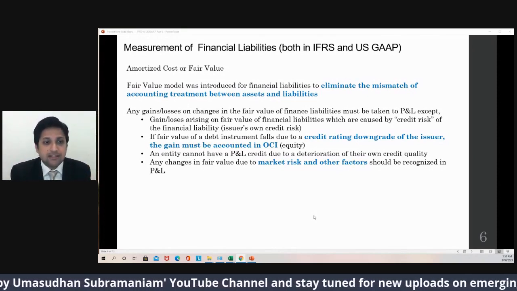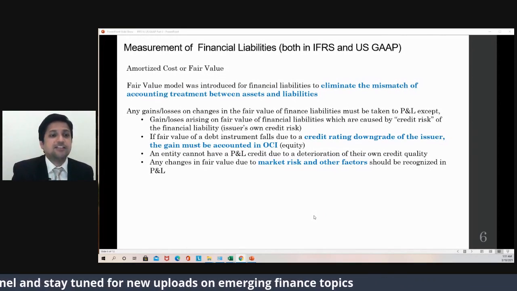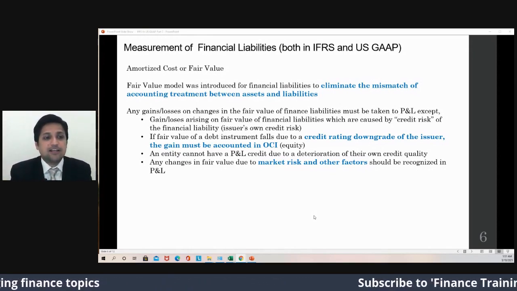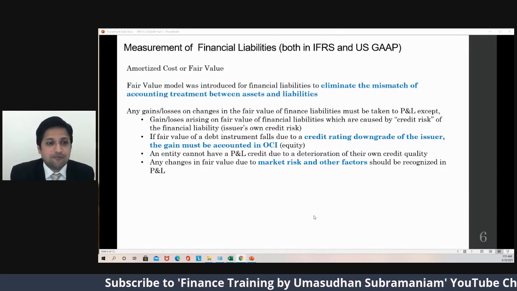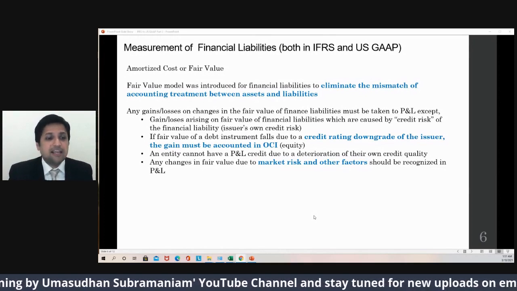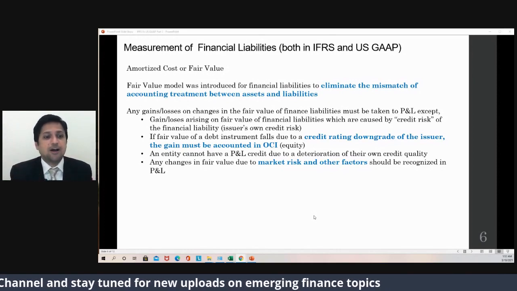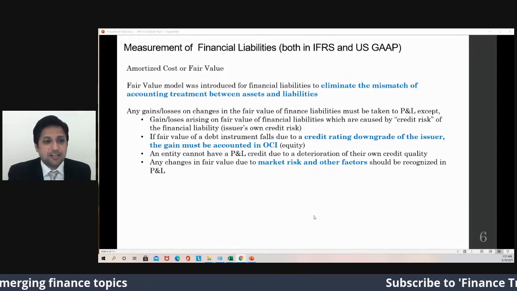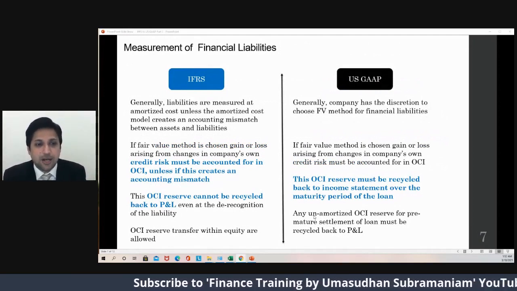In order to avoid this, accounting standard setters said that when there is a change in the fair value of a financial liability caused by the company's own credit risk, such changes must be accounted for in OCI and should not be taken to the income statement. Any other changes in the fair value of the financial liabilities should be accounted for in the income statement, in both IFRS and US GAAP. Now we are going to talk about something more important on the same topic.